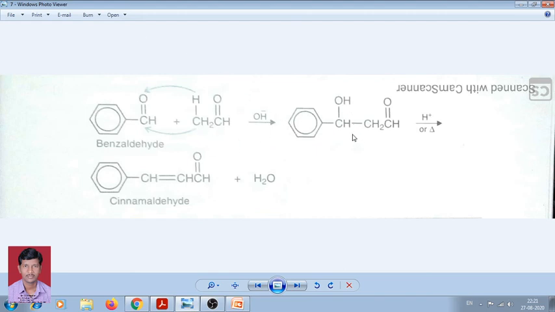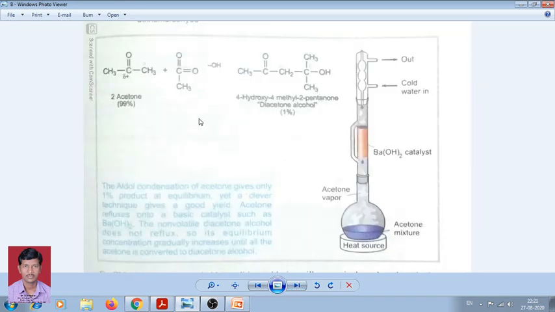After that, we get a beta hydroxy aldehyde as a product, and after heating or removal of a water molecule, we get an alpha beta unsaturated aldehyde. The name of the compound is cinnamaldehyde. This is an example of mixed aldol condensation reaction. This is another example of aldol condensation reactions. Now, acetone.